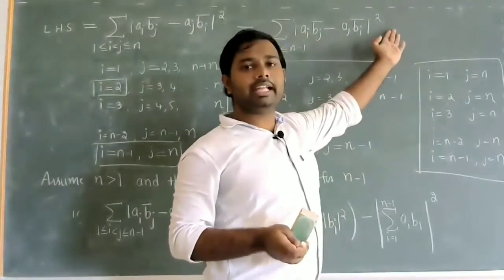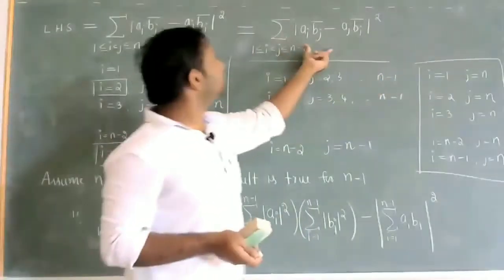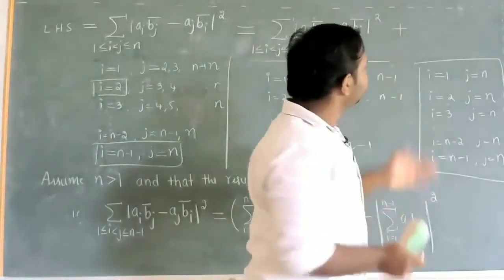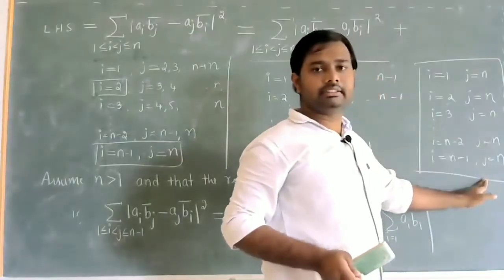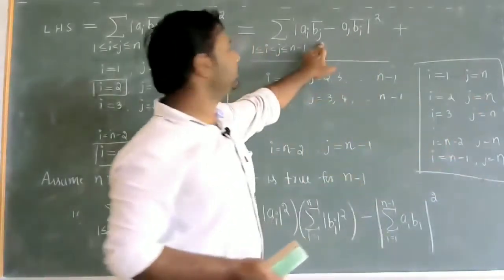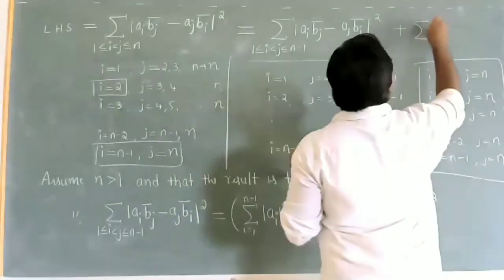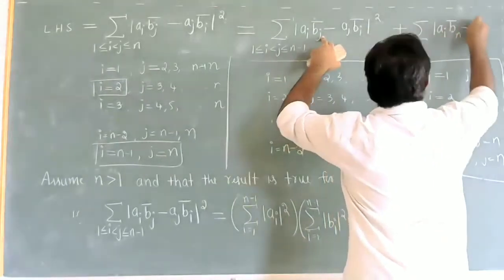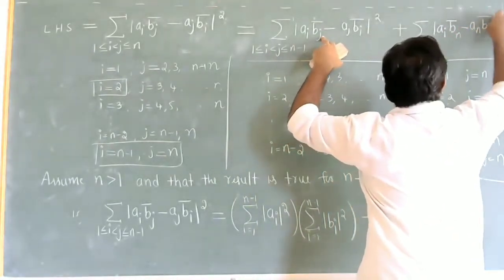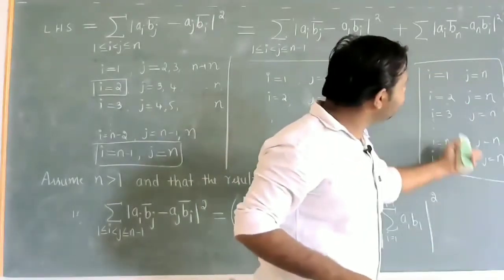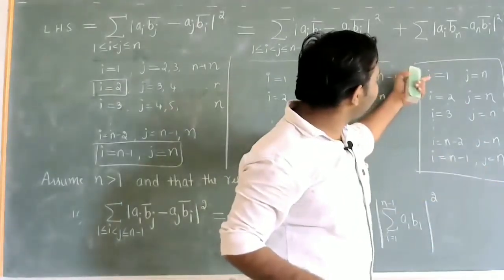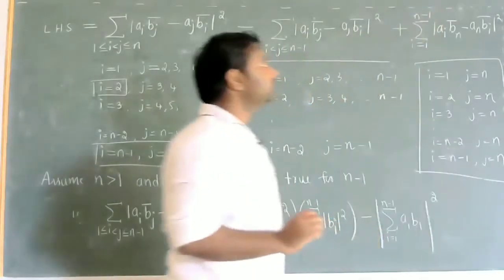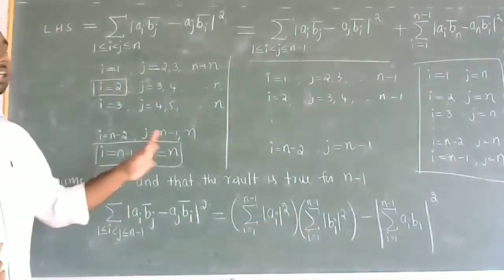So I have to add those extra terms. So this summation is equal to this plus these extra terms. So what are those terms? For all these terms, j is fixed, so j is equal to n. So put j is equal to n: summation modulus of a_i b_n bar minus a_n b_i bar whole square. So for fixed j value which is equal to n, I have to run i from 1 to n minus 1. So I think it is understood.